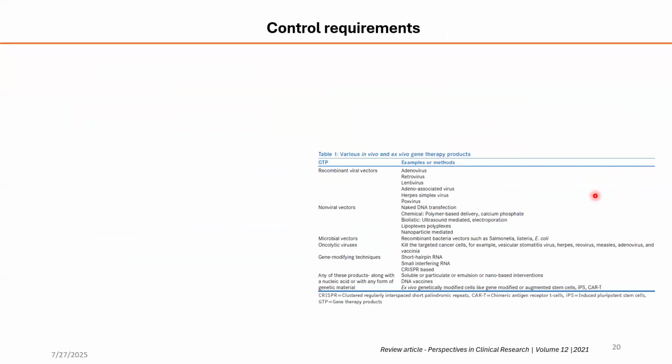So all the control requirements have to be informed, like what kind of recombinant viral vectors are used, and in case you use non-viral vectors, what kind of non-viral vectors are used, what kind of methods are used for their introduction, and whether you use microbial vectors, whether they are oncolytic viruses, what are the gene modifying techniques, whether you use CRISPR based methods or short hairpin RNA methods of gene transfer, and what are the other genetic materials that are being used, all has to be enclosed in this regulatory procedure.